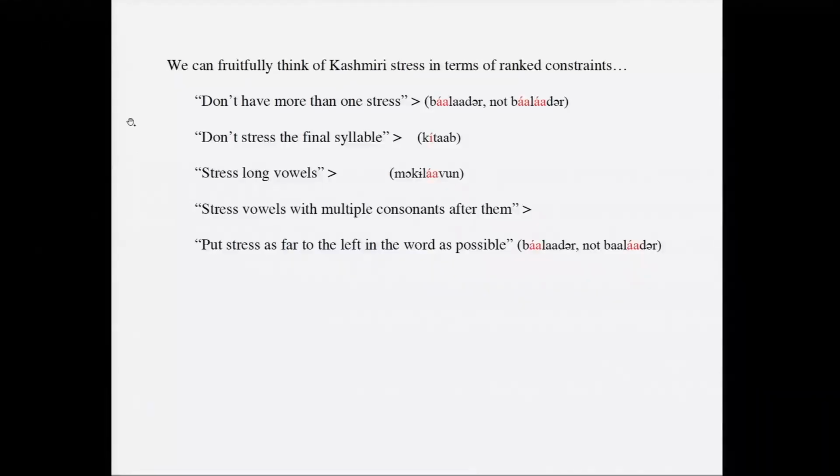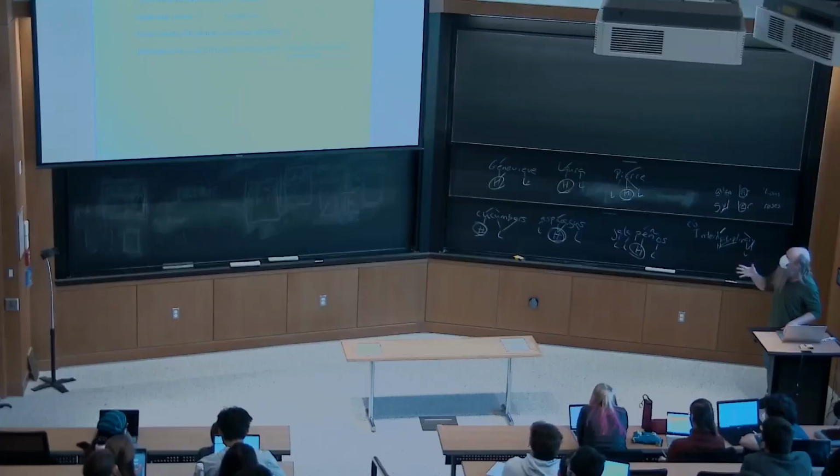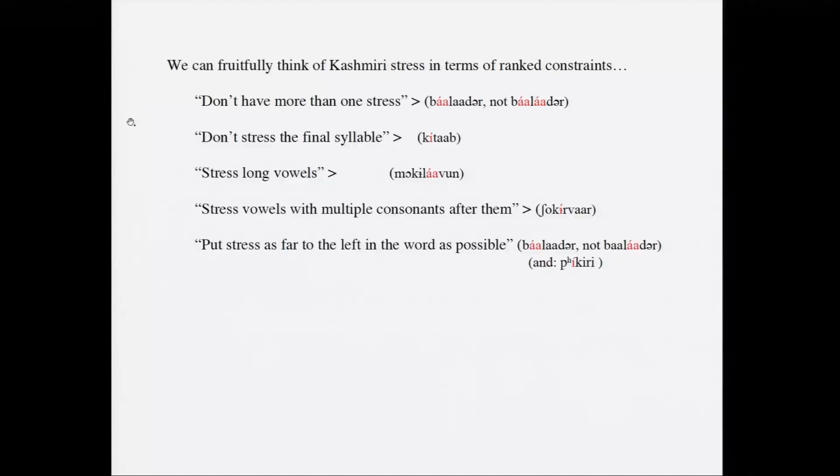And the general rule is put stress as far to the left in the word as possible. So when you have two long vowels, you stress the first one. You can't stress them both. You also don't stress the second one. You stress the first one because you want stress to be as far to the left as possible. That's also why when there are no long vowels and no vowels with multiple consonants after them, you get initial stress. And then finally, stress vowels with multiple consonants after them.